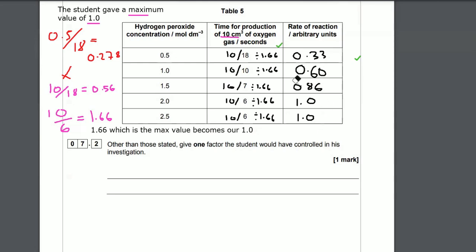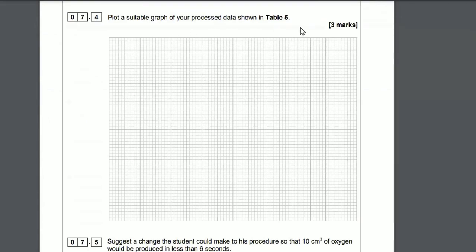So the first mark was quite easy. You just do 10 centimeter cubed of oxygen over the time taken to find out how many centimeter cubed per second, and then the second mark, really, you had to convert using 1.66 as 1 as the maximum value.